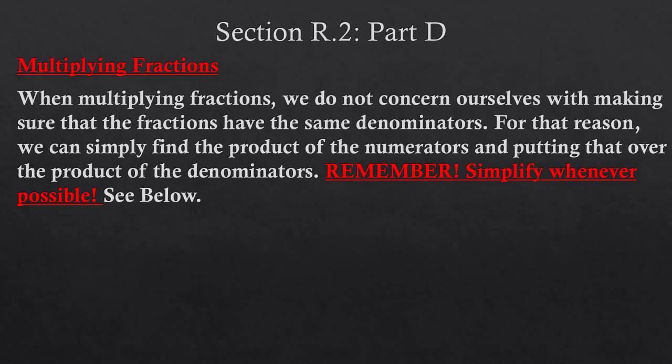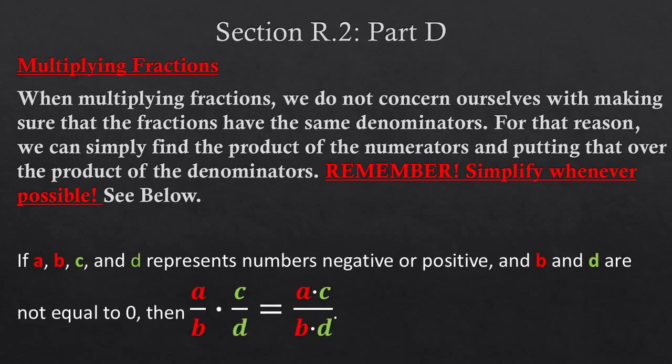Multiplying fractions. When multiplying fractions, we do not concern ourselves with making sure that the fractions have the same denominators. For that reason, we can simplify, find the product of the numerators, and put that over the product of the denominators. Remember, simplify whenever possible. If A, B, C, and D represent numbers, negative or positive, and B and D are not equal to 0, then A over B times C over D equals A times C over B times D.